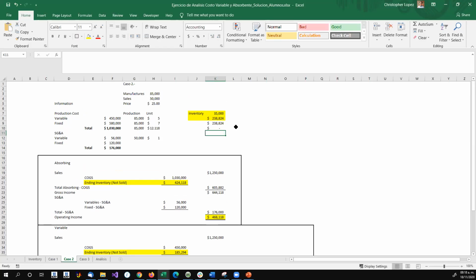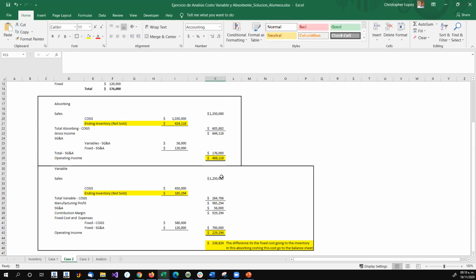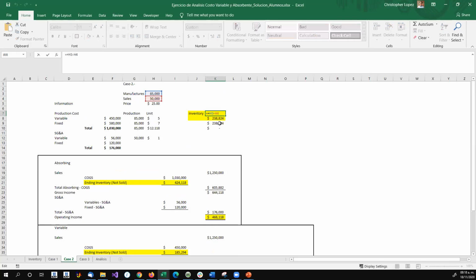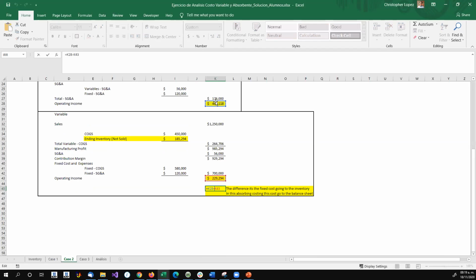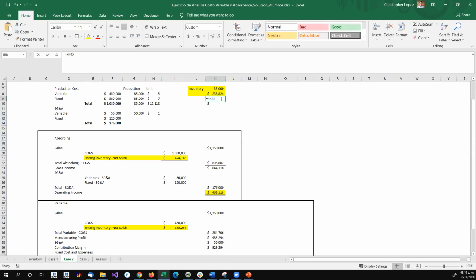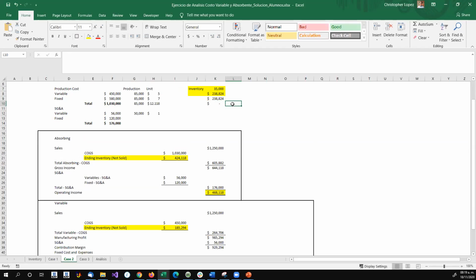Can you repeat that for teacher, please? The difference between the two operating incomes should be the inventory going out on the absorbing costing with the fixed part. So what I do is I take the inventory and I multiply it by the fixed element, which is 7 pesos in this case, and that gives me 38,824 pesos. So the difference is this number here. You can see that I did it as a difference. I take it here and I take it here, and it's the same. And when I do a subtraction, the number is 0. It means I am correct.